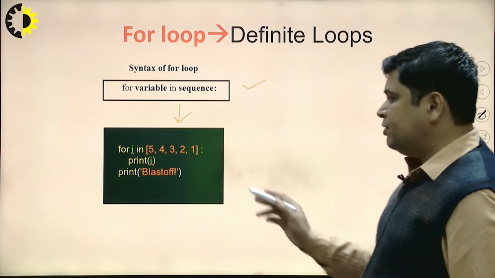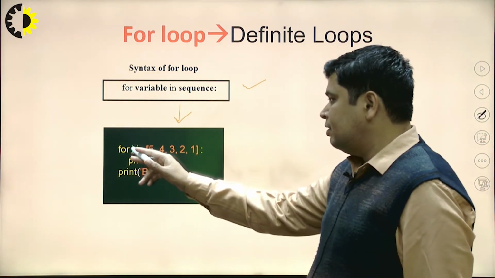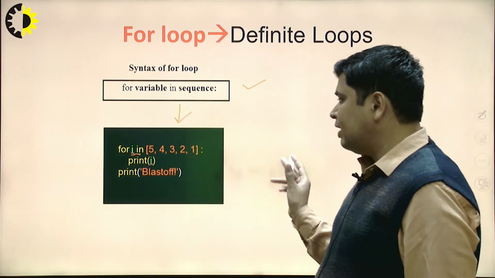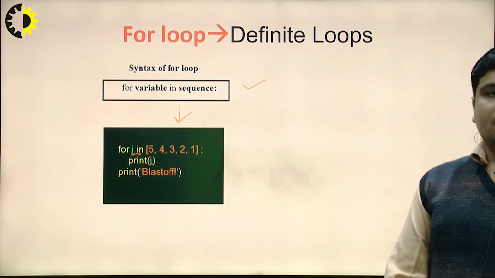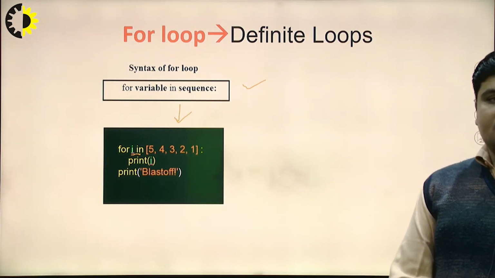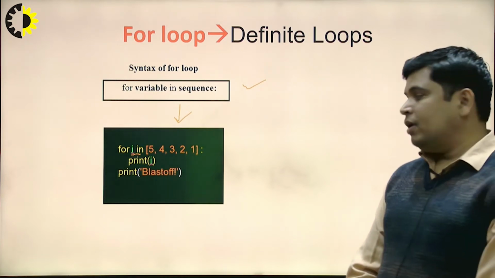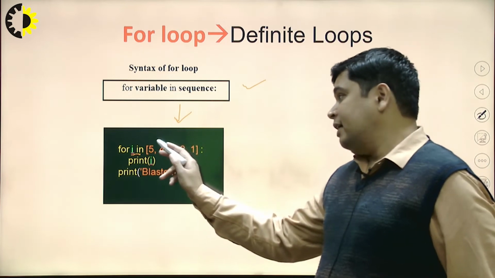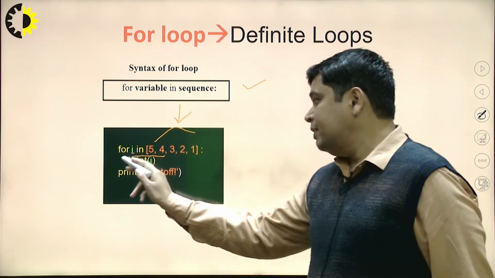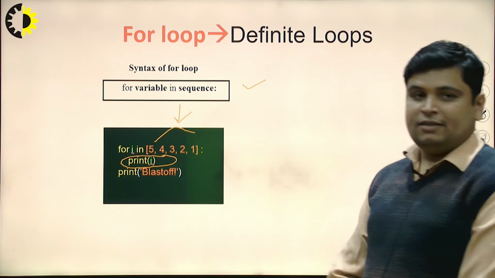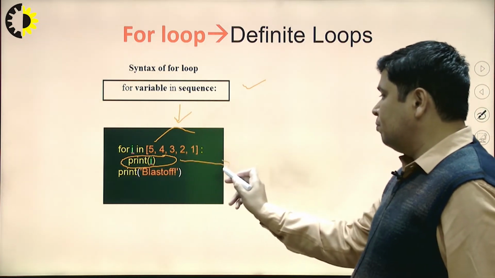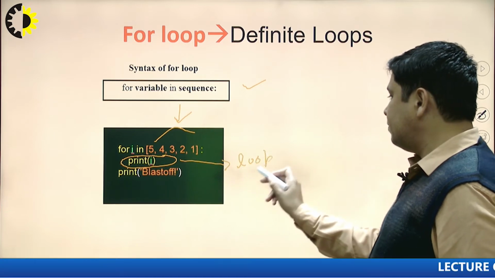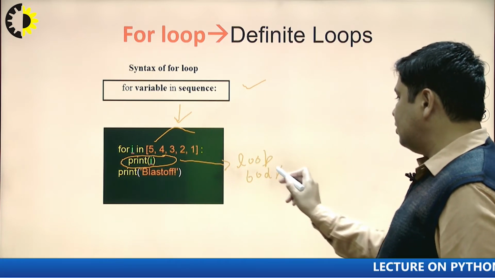Take very special care on this topic. This is a loop variable. I is the loop variable. In is a membership operator. And this is a sequence. This is a list that starts from 5 and ends by 1. For every element inside the list, this piece of code will be executed. Okay. This is also called the loop body.